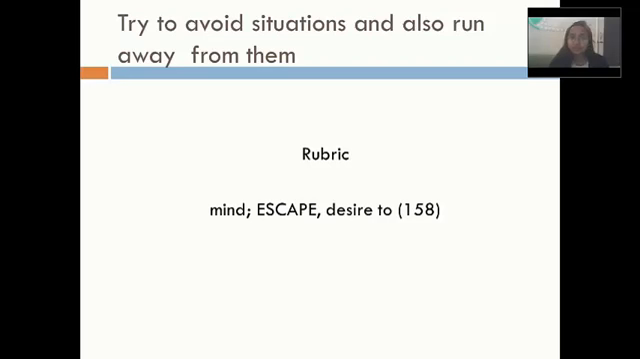If you have a patient who tries to avoid situations and also runs away from them, the word for this is escape. The person who wants to just avoid the situation, so you can take this rubric, mind, escape, desire to.